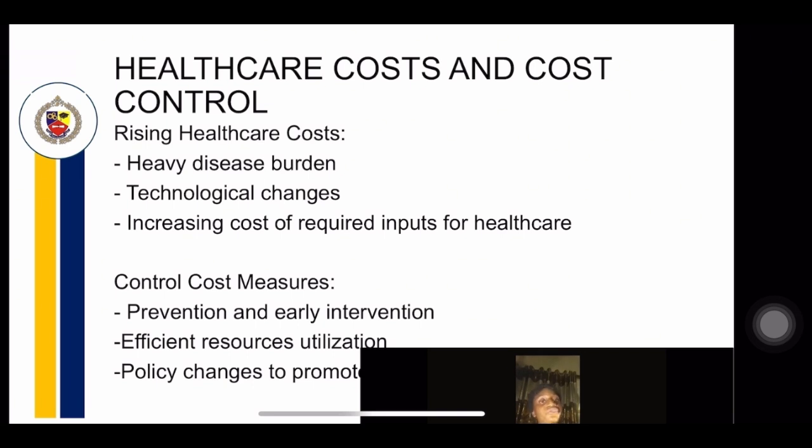How can this cost be controlled? It can be controlled through the following measures: prevention and early intervention. Prevention, such as immunization, providing safe water, giving education on sanitation, and maintaining good housing, can help to prevent or eradicate some diseases, which lessens the disease burden in the community. Efficient resource utilization, that is making efficient use of the healthcare resources within the facility, and policy changes to promote cost effectiveness.